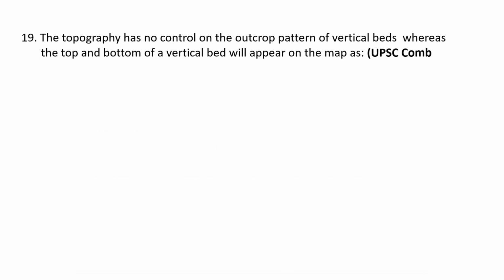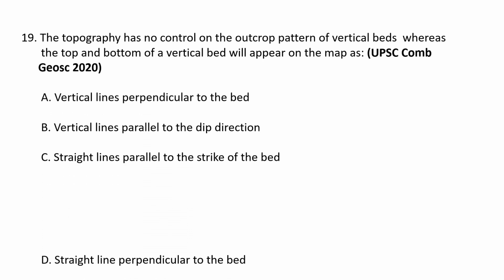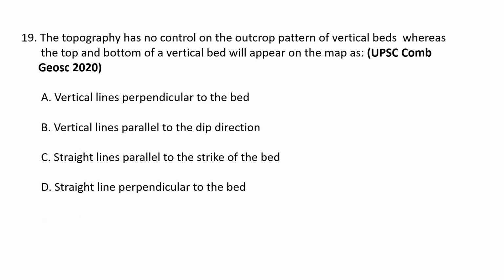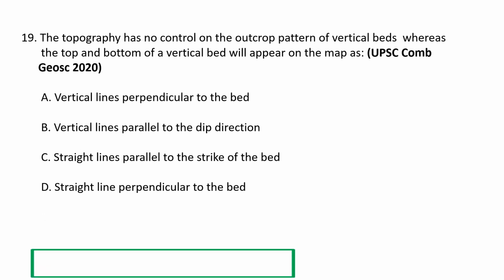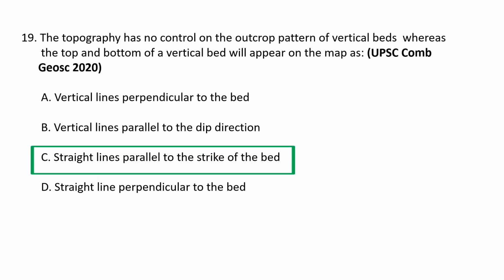Next question. The topography has no control on the outcrop pattern of vertical beds, whereas the top and bottom of a vertical bed will appear on the map as A. Vertical lines perpendicular to the bed, B. Vertical lines parallel to the dip direction, C. Straight lines parallel to the strike of the bed, and D. Straight lines perpendicular to the bed. So the correct option is straight lines parallel to the strike of the bed. When the topography has no control on the outcrop pattern of vertical beds, the top and bottom of a vertical bed will appear on the map as a straight line, which is parallel to the strike direction of the bed.